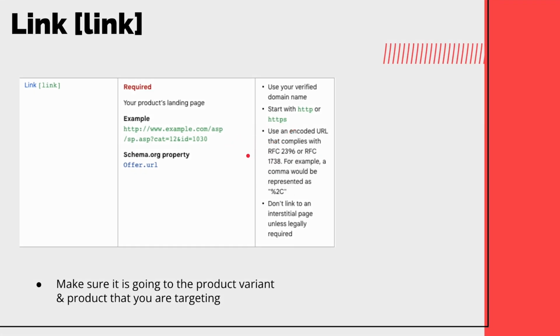Next, the link. You want to make sure this is being sent to the right variant of your product. So you have different colors or different genders. You send them to the right product and not just the general small item. So you want to make sure the link's proper.